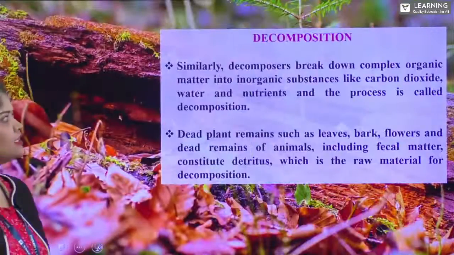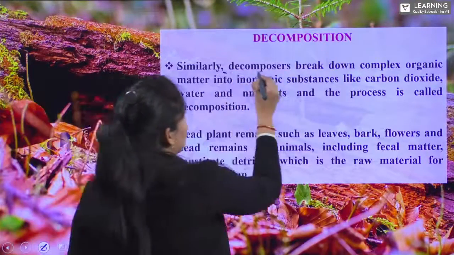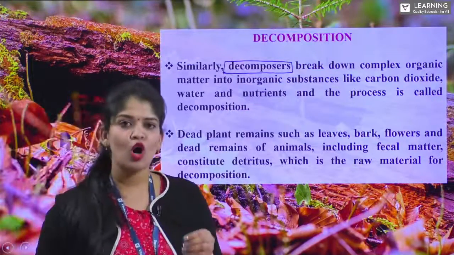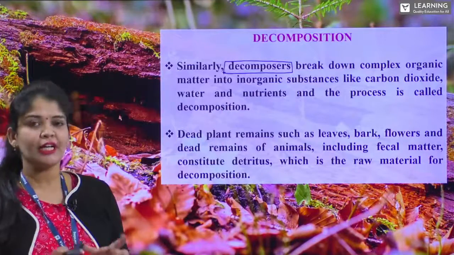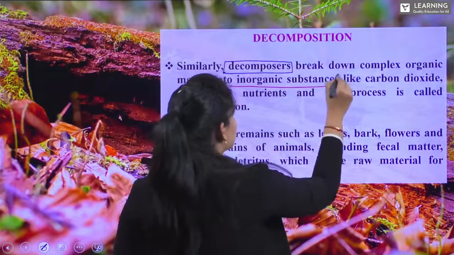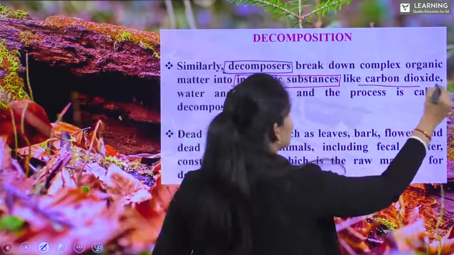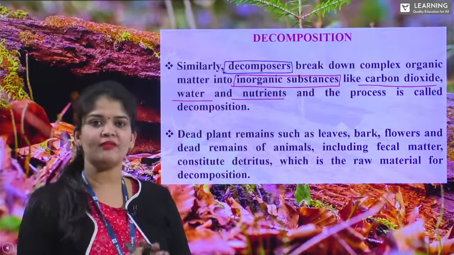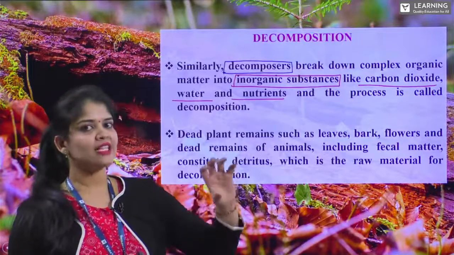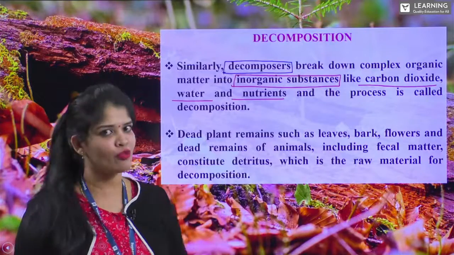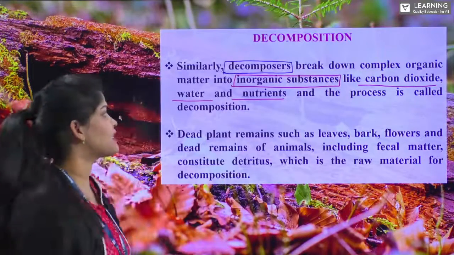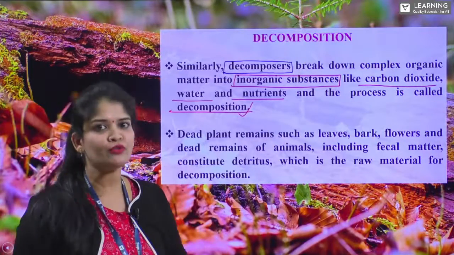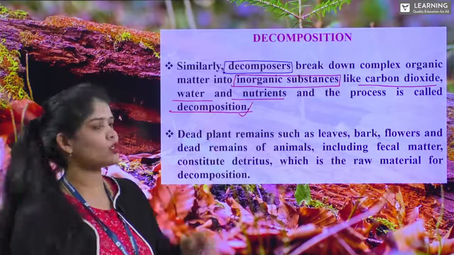Similarly, decomposers break down complex organic matter into simpler inorganic substances, which include carbon dioxide, water and nutrients, such that it is useful to increase the nutritive nature of the soil. And this process is called decomposition.